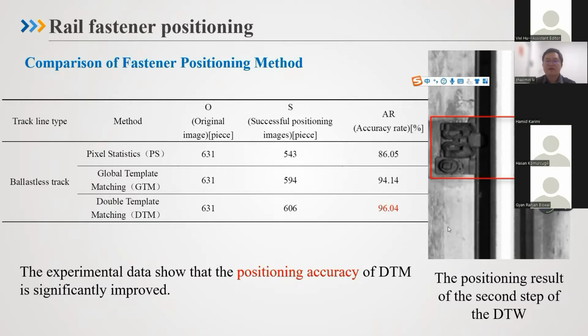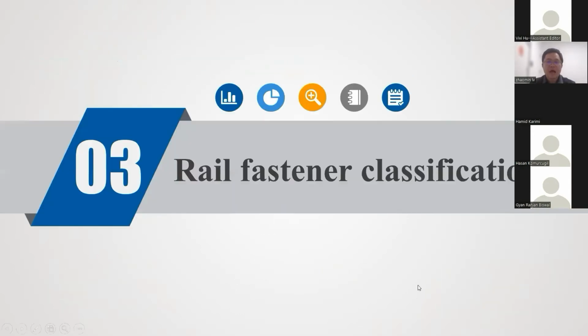And this is the positioning result of the second step of the proposed method. This is the rail area map, and the fastener position is only searched in the vertical direction. So there is no error in the horizontal direction, only error in the vertical direction. After finishing the rail fastener positioning, we then do the rail fastener classification.